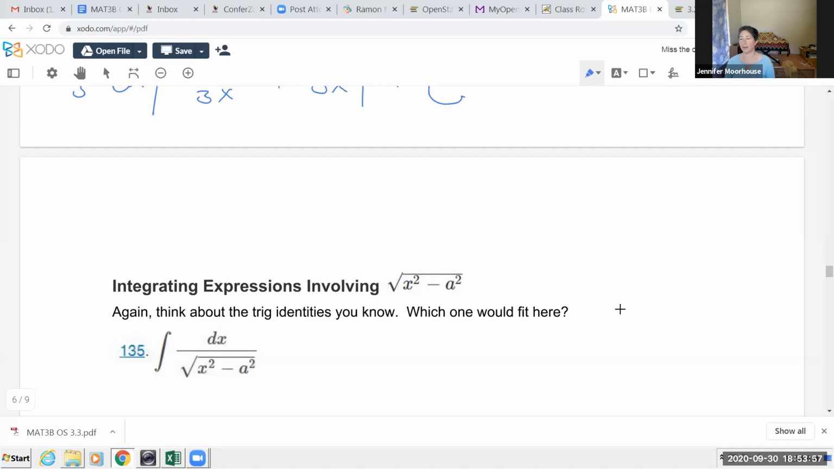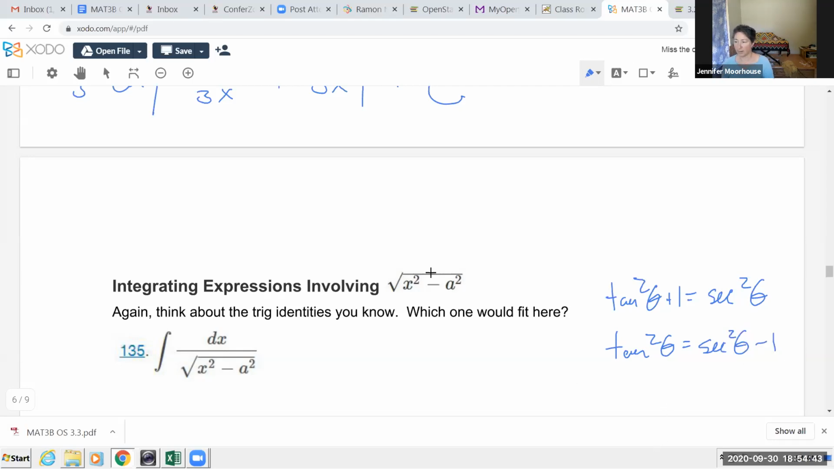So you have to use a different trig identity. And again, you want to think through the trig identities that you know, and think about which one might fit in here. We've used the sine squared plus cos squared equals 1. We've used the tan squared plus 1 equals secant squared, but there's another way to rewrite that so that it has a minus in it instead. So if we subtract 1 from both sides, we get tan squared is secant squared minus 1.